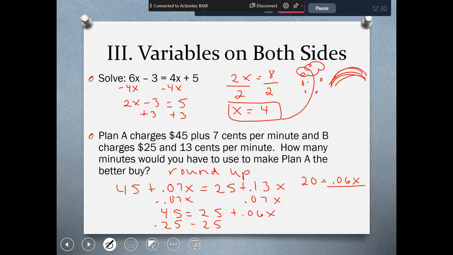Then I'm going to divide by 0.06. So my x is going to equal 333.3, repeating, but we need to round up. So that's going to be 334 minutes.